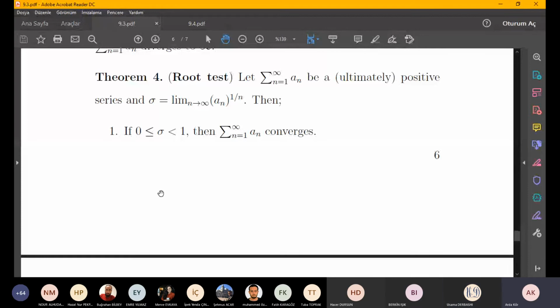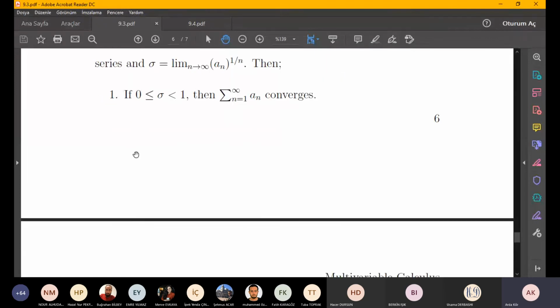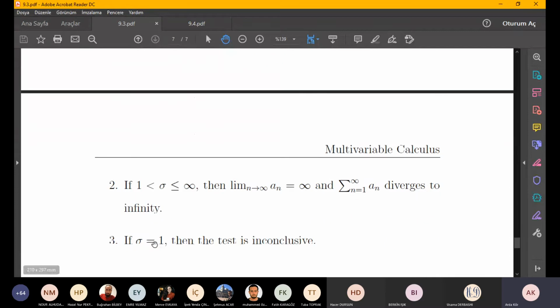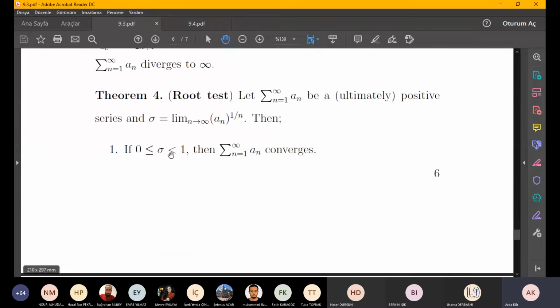It has the same hypotheses that we have seen for the ratio test, but of course the limit at infinity that we will take here will be the nth root of a_n. That is why it is called the root test. So you will take the nth root of the general term of your series, and that limit has those three cases that we have seen for the ratio test, with the same conclusions as the ratio test.